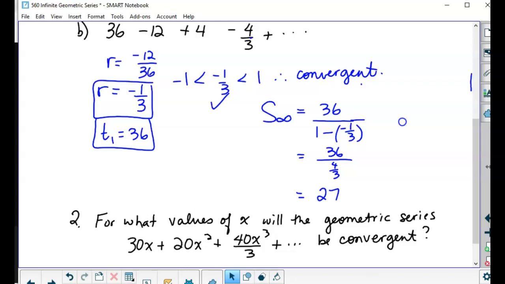Ms. McKay, what does the 27 mean? Like, what does that mean in regards to whether it's convergent or divergent? Well, it has to be convergent. That means that's the sum if you add an infinite number of terms, right? So if you add 1,000,000 terms, it's going to be super close to 27. 1,000,000,000 terms, it's essentially going to be 27. Oh, okay then. Thank you.